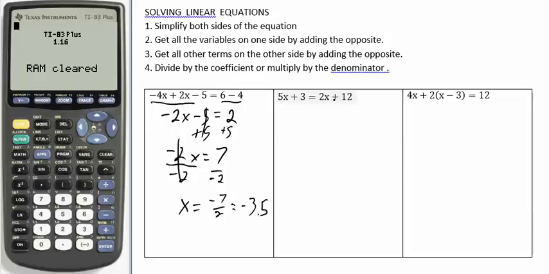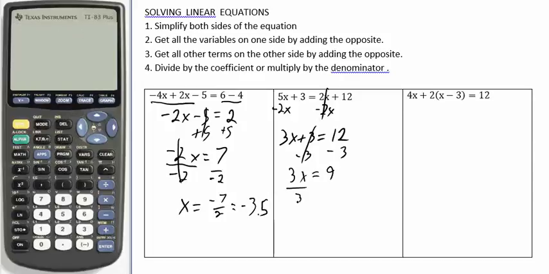All right, so this side is already simplified. Actually, I'm going to leave this one for you to do. Well, maybe I'll do them all. All right, so we get all the x's on one side by adding the opposite. So I don't want any x's on the right. Then we get all the constants on the other side, all the other terms on the other side by adding the opposite, and then divide by the coefficient.